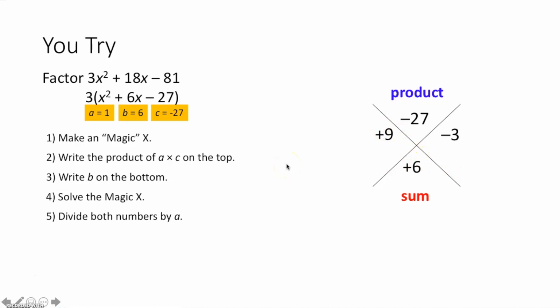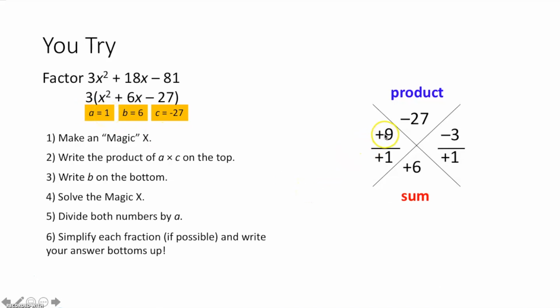We then divide each of those by our a value, which in this case is 1, and we simplify. Since we're dividing by 1, it doesn't simplify, you just leave it like this, and write your answer going bottoms up. So it's going to be 1x plus 9 times 1x minus 3. And don't forget, since we factored out a 3 as our GCF in the beginning, that has to go in front of those parentheses. So it's going to be 3 times the quantity x plus 9 times x minus 3.